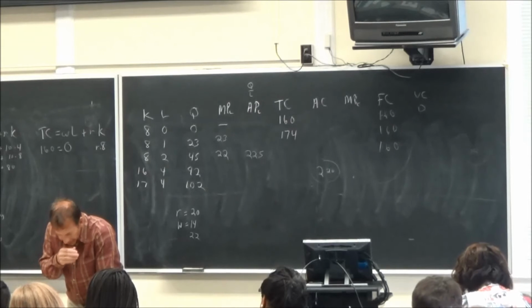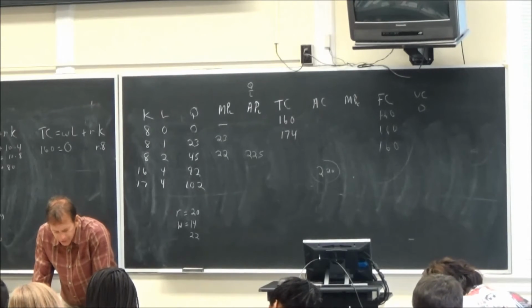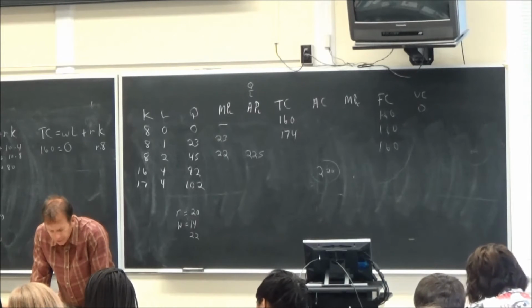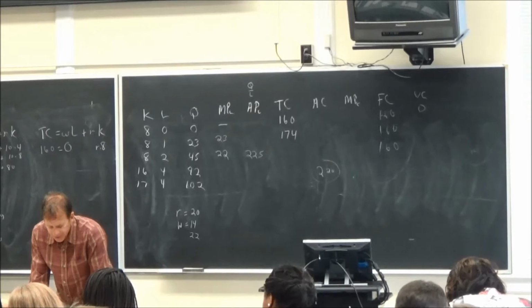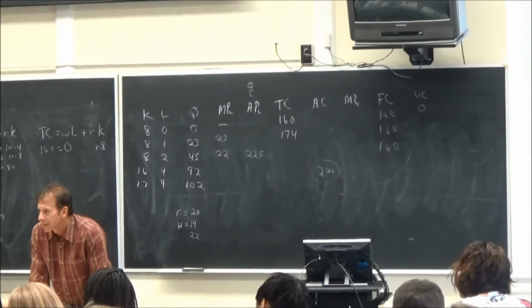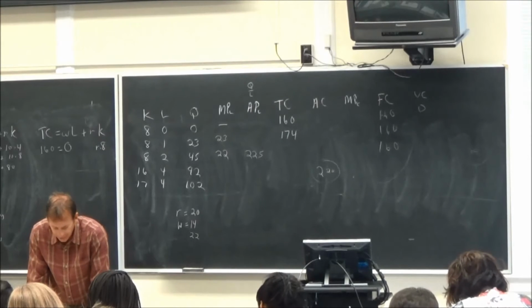Okay. All right. Here are the questions from today's class. If a firm increases their capital by 60%, their labor by 60%, and output increases by 60%, it can be said that the firm is exhibiting what? Constant returns.